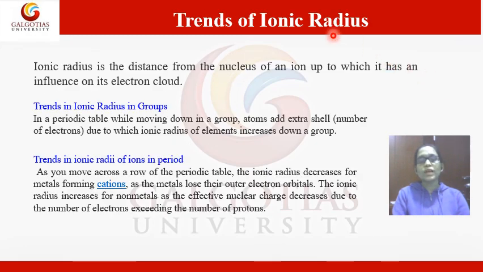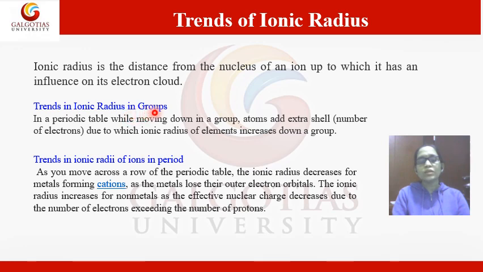So what is the trend of ionic radius? First of all, what is ionic radius? Ionic radius is the distance from the nucleus of an ion up to which it has an influence on its electron cloud. That means it is the influence of the nucleus on the electron cloud. So what is the trend of ionic radius?